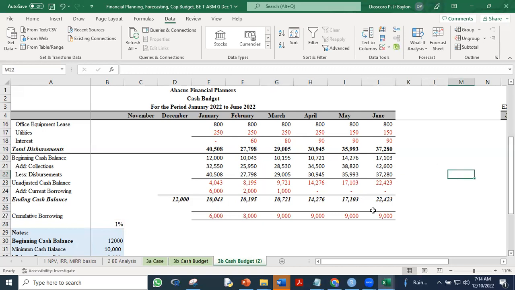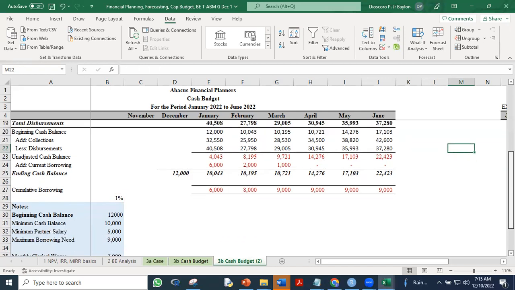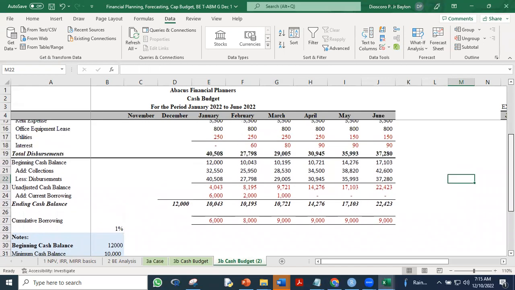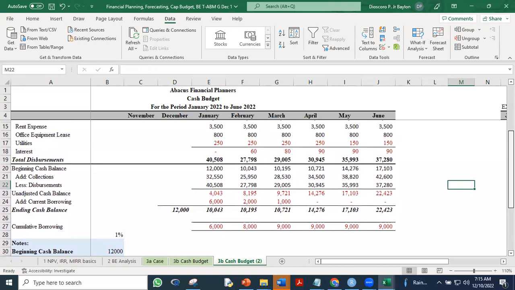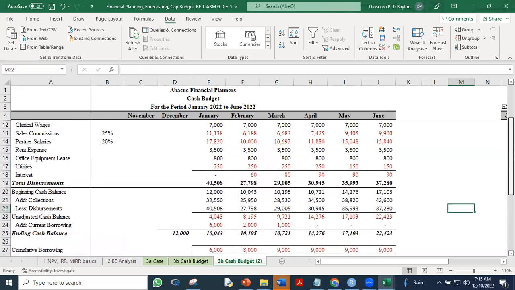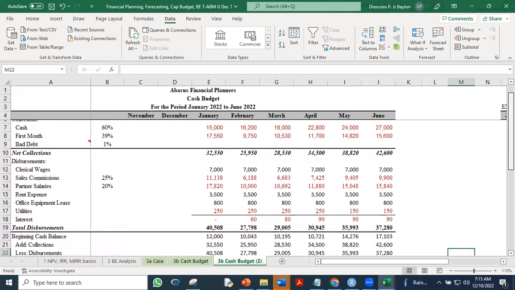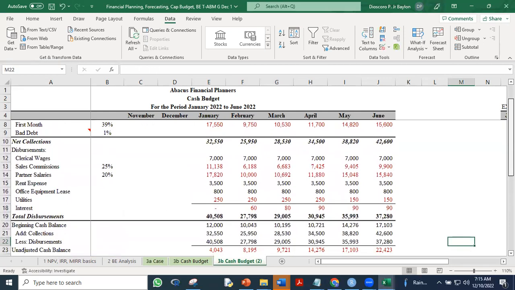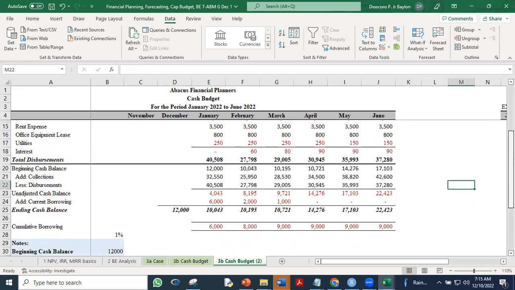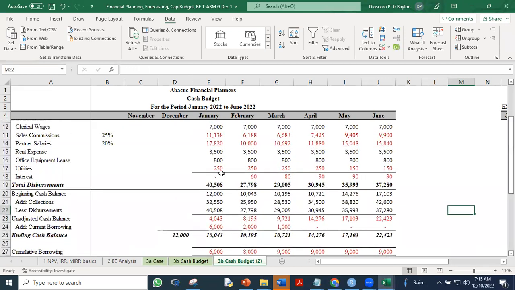Okay, and the cumulative borrowing. So this now is your cash budget. We were able to take into consideration the revenues and the collections. So this is our net collections, and then our disbursements: how much cash are we going to put out, including the interest expense here. The red ones are the ones in formula.